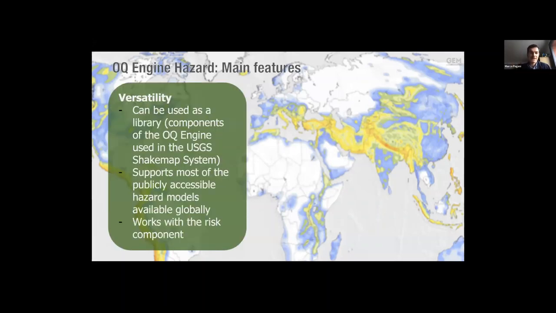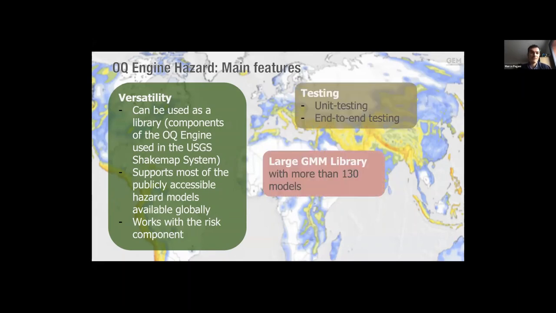And this brings us to where we stand now in terms of the hazard component of the OpenQuake engine, with a set of features that we believe characterize this part of the engine. So first of all, we think that the hazard engine is versatile. So it's flexible, and it's flexible in different ways.